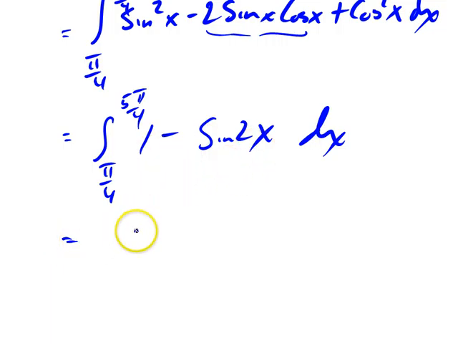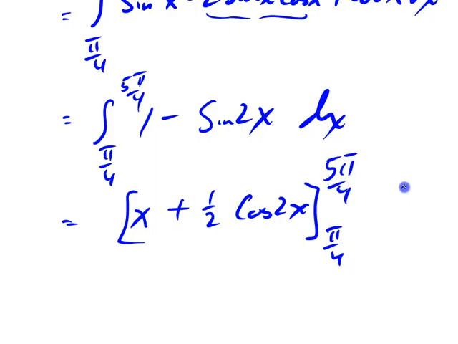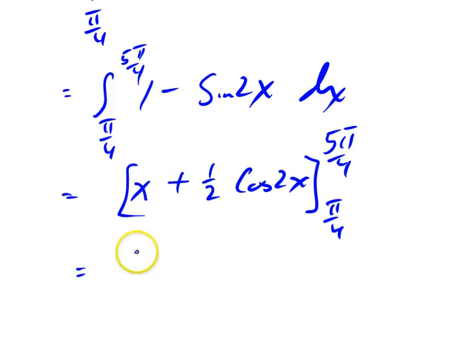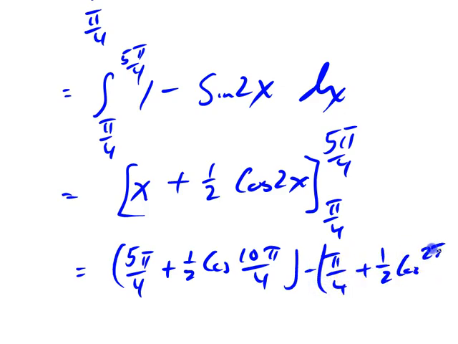Integrate this now. The 1 integrates to an x. The negative sine of 2x integrates to plus 1/2 the cosine of 2x. And all of this is evaluated between pi over 4 and 5 pi over 4. So plugging in, I've got 5 pi over 4 plus 1/2 cosine of 10 pi over 4, minus pi over 4 plus 1/2 cosine of 2 pi over 4.